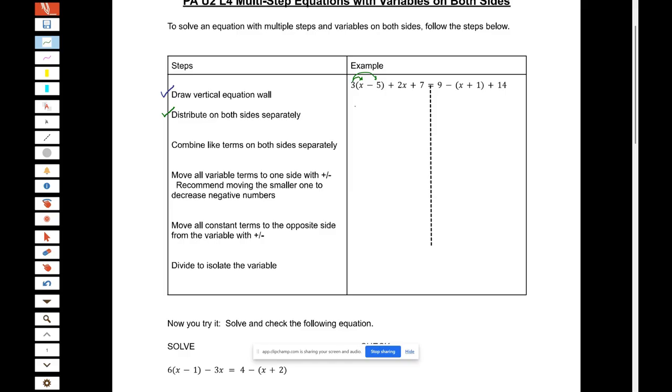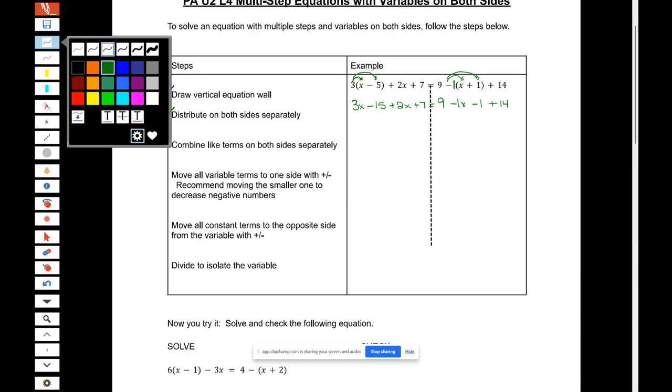So 3 times x is going to give us 3x. 3 times minus 5 is minus 15, plus 2x plus 7. And then on the other side, I have this negative 1 right here that I have to distribute. It's not the 9 because it says 9 minus, not negative 9 times. So 9, and then negative 1 times x is negative 1x. Negative 1 times positive 1 is negative 1, plus 14. All right, so I have done distributing.